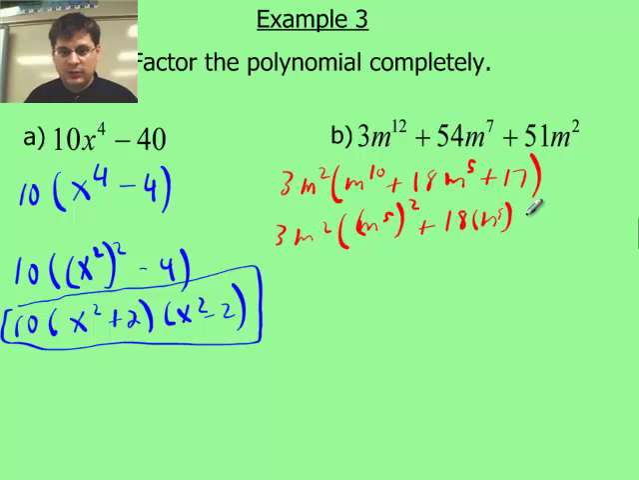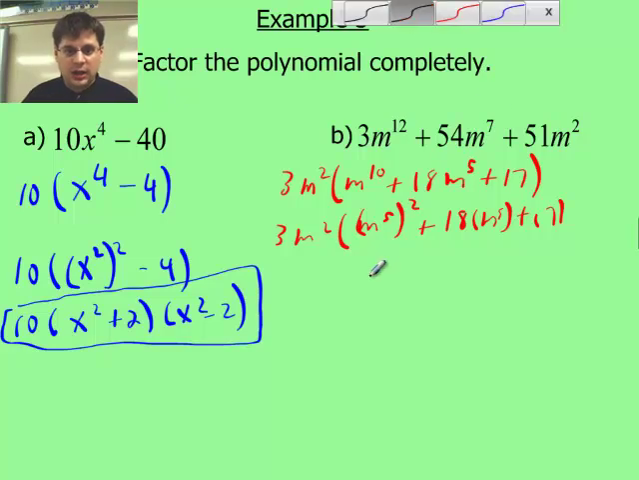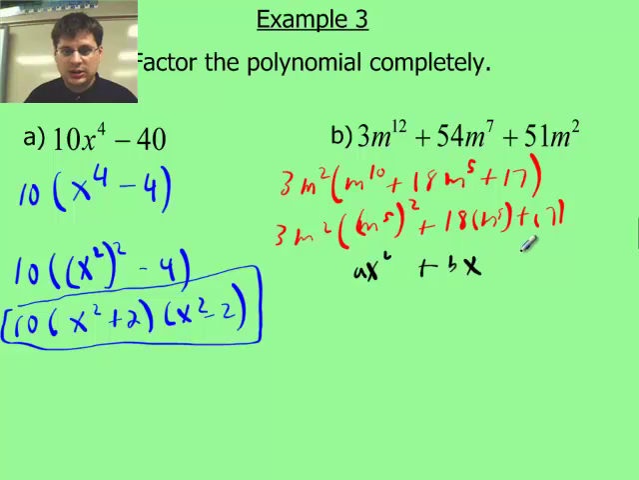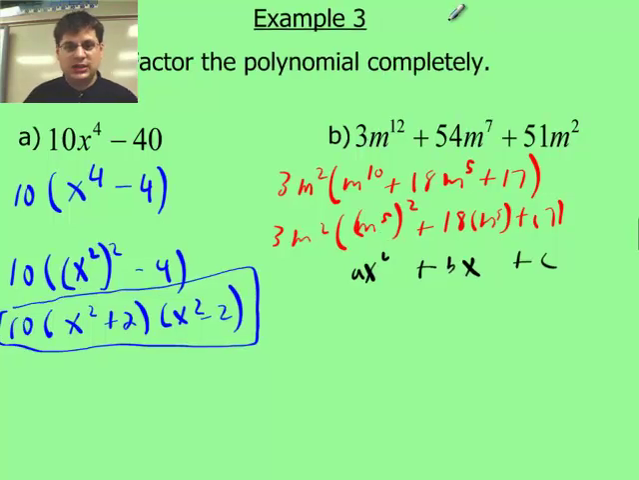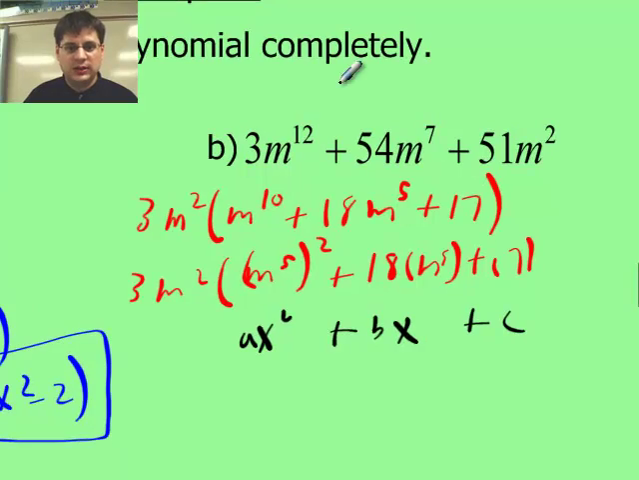And then we have our constant, 17. So it still fits that form of ax squared plus bx plus c, except x is going to be m to the 5th, and then x squared is going to be m to the 5th squared. It takes just a little practice seeing those, but once you do, it becomes a lot easier to factor.